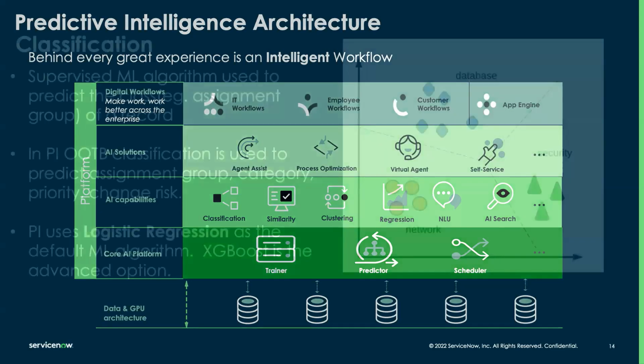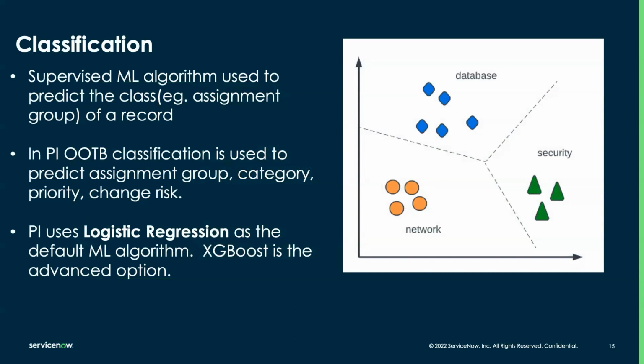All right, so let's get back to classification, which is really the focus of today's conversation and where I want to dive in a little bit deeper. So classification in predictive intelligence is what we call a multi-class classification algorithm. So we look at incidents, for example, and we look at their key features such as short description, location, CI, and we're able to predict an output such as what assignment group would this belong to. So if I feed the algorithm a short description, does it fall in the database?